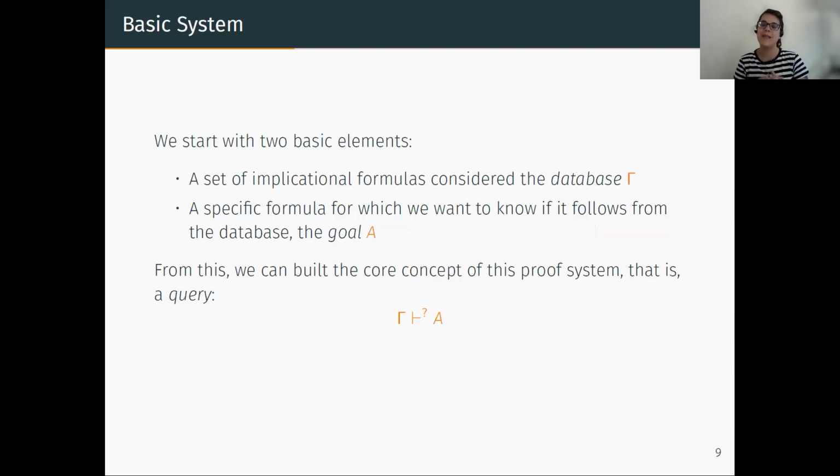We are going to have two basic elements in the system. We are going to have a set of implicational formulas, which we consider the database gamma. This is important, and this comes from the programming paradigm: all our formulas are going to be implicational formulas. And then we are going to have a specific formula, the goal A, for which we want to know whether it follows from the database. So the core concept of this proof system is going to be a query, which is basically the question: does A follow from the database gamma? It is represented by this hammer with a question mark.